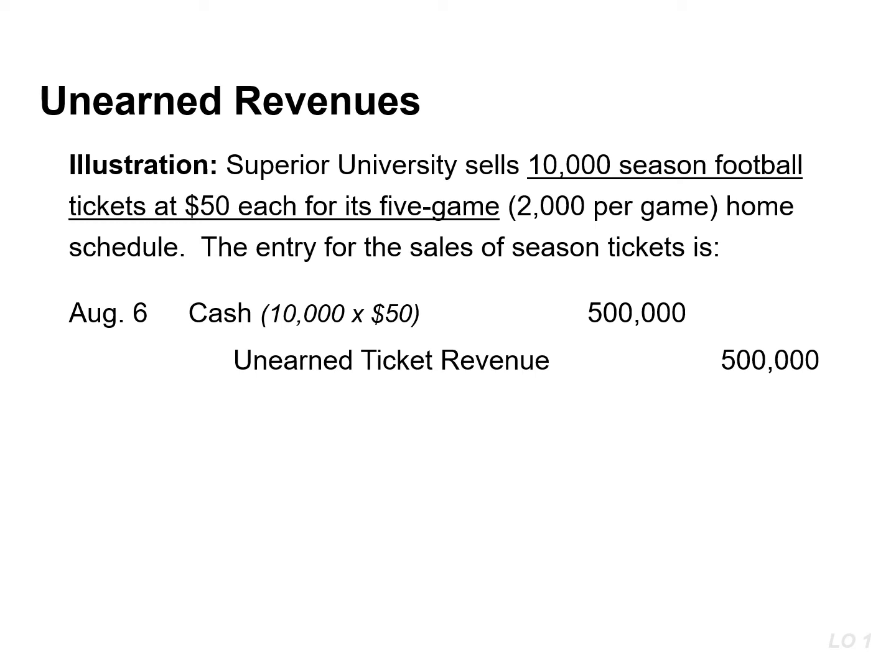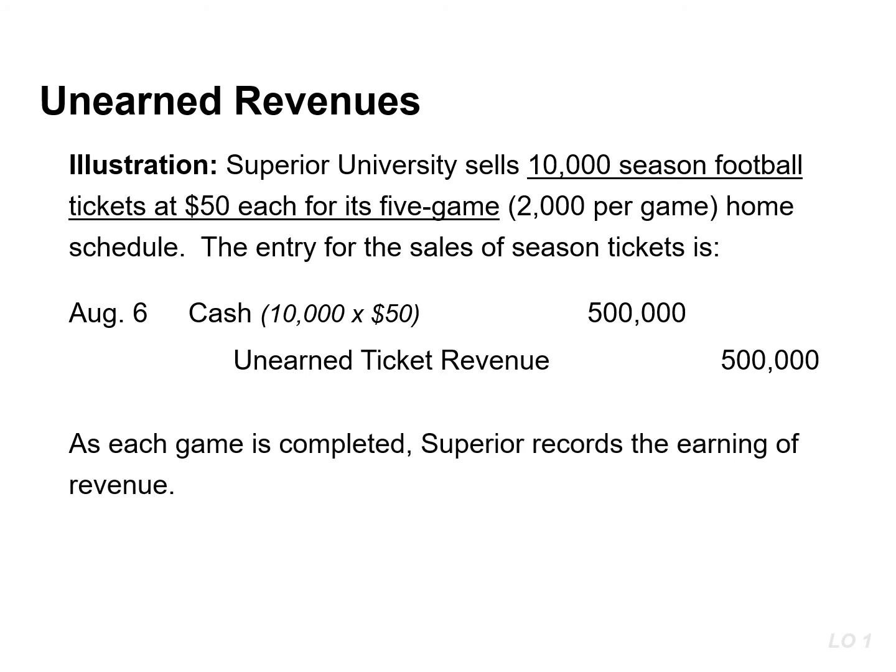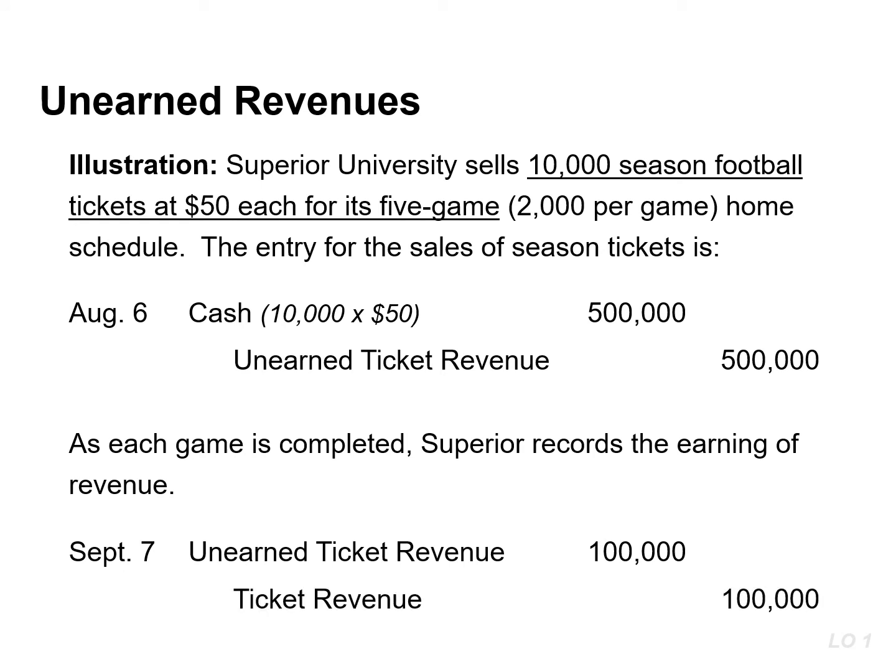As the university recognizes revenue, it will reclassify the amount from unearned revenue to earned revenue or ticket revenue. As each game is completed, the university records the recognition of $100,000 of revenue with the following entry: a debit to unearned ticket revenue and a credit to ticket revenue for $100,000.